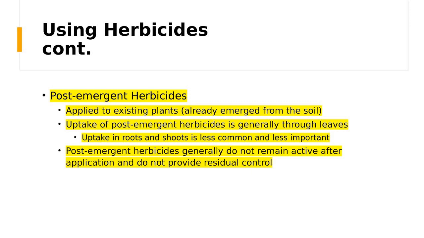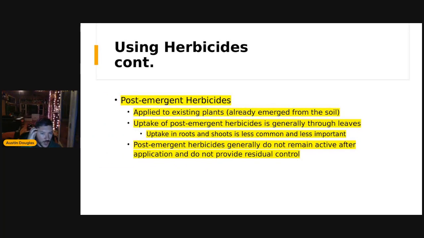Post-emergent herbicides are applied to existing plants already emerged from the soil. The uptake of a post-emergent herbicide is generally through leaves. However, it can be through roots and shoots. And it also depends, right? If we're talking about woody plants, you can use herbicides and penetrants, and you can apply them to the trunks of trees. The penetrant is like an oil base, so it allows that herbicide to penetrate through the bark into the cambium layer and kill it. For broadleaf weeds, though, and grasses and sedges, it's primarily going to be a foliar application, and you're going to spray the leaves.